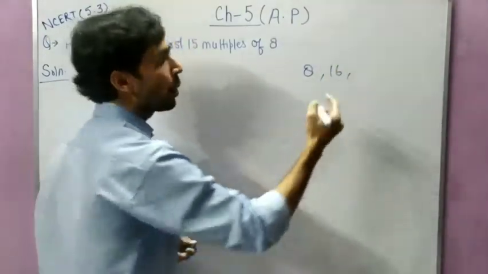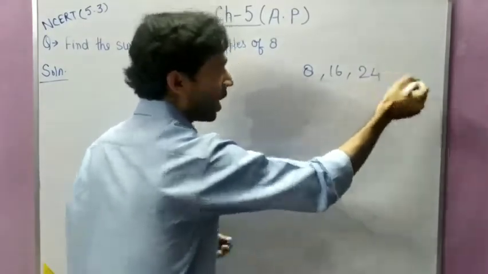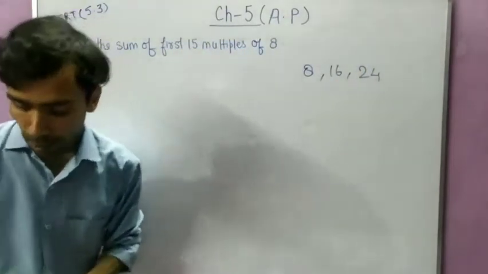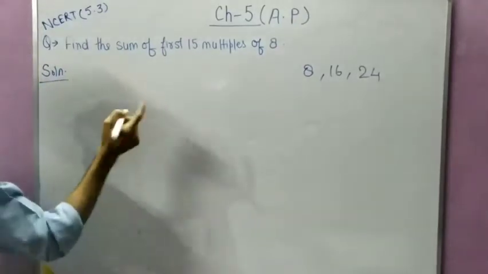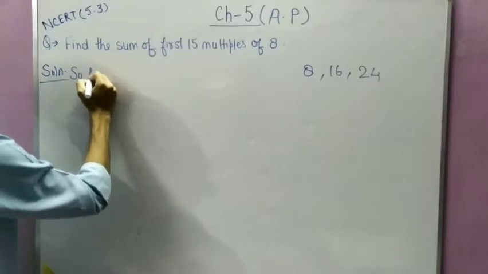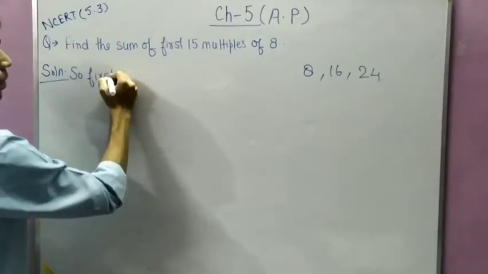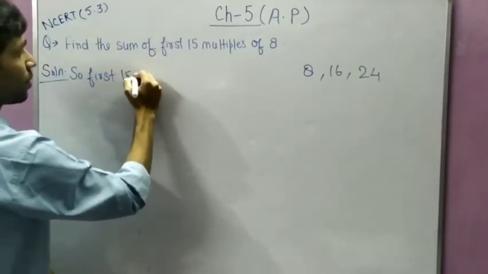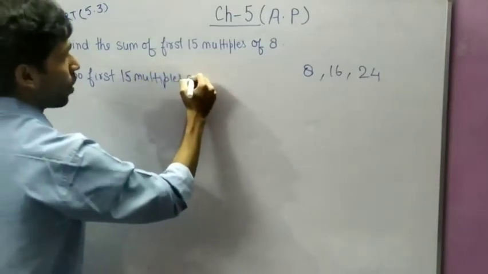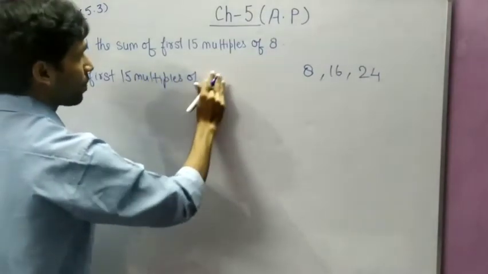Then the third multiple will be 24 and so on, and up to 15 multiples we have to write. Okay. Now student, so first you will write the first 15 multiples of 8.